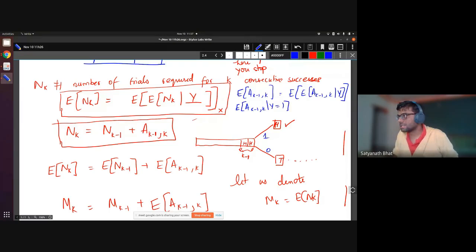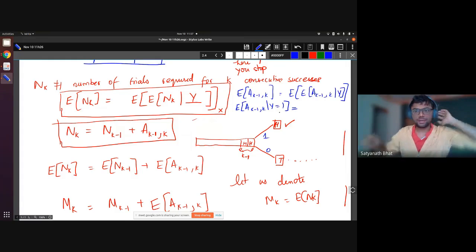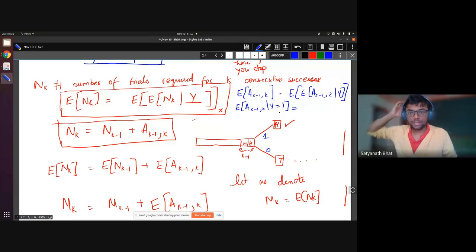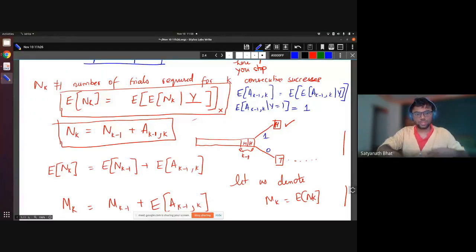Okay, so this is the easy part. So what is this here, guys? Let us say a(k minus 1, k) is the number of rounds required till you get k consecutive successes, given that you have already got k minus 1 successes. So given that y is equal to 1, what is the expected value here? Can someone tell me? 1. Okay.